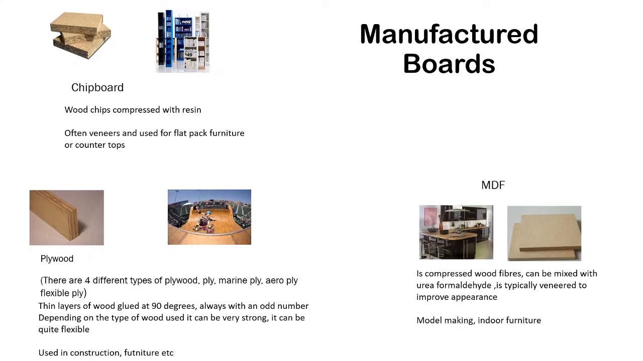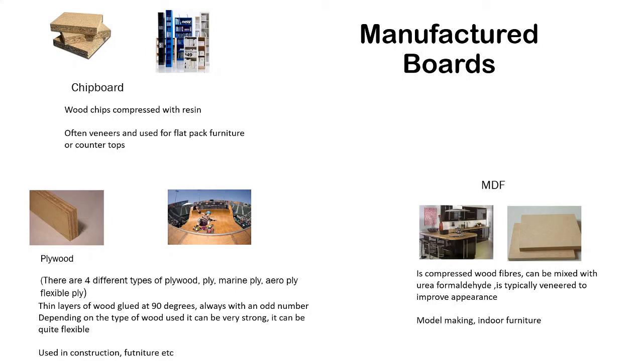Then you got plywood. Now there are actually 4 different types of plywood. You got regular plywood, marine ply, aero ply, and flexible ply. So the way plywood works is you have got thin layers of wood glued at 90 degrees to each other, so the grain is always going in opposite directions, or 90 degrees of each other basically. So it's very, very strong, which is why it's used a lot in construction. It's always done in an odd number, so the grain can be going left to right and then up and down and left to right. So you've always got odd numbers of it, and again, it makes it incredibly strong.